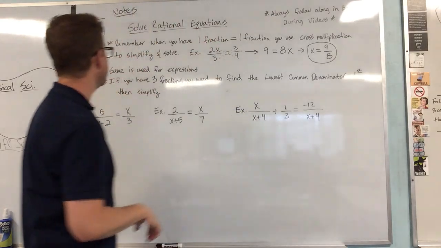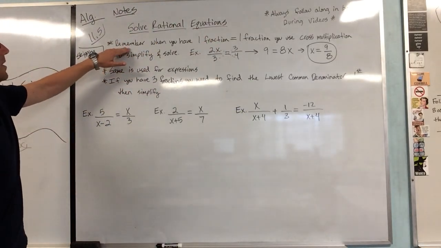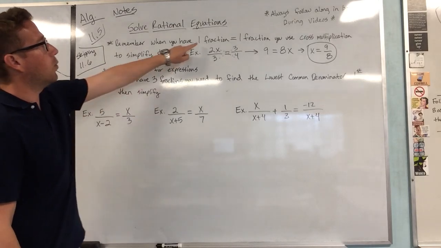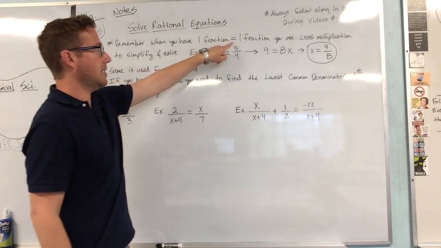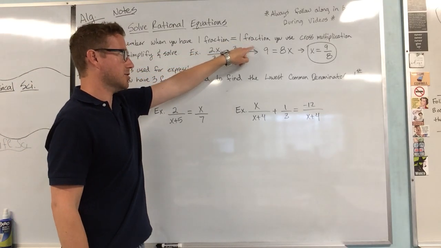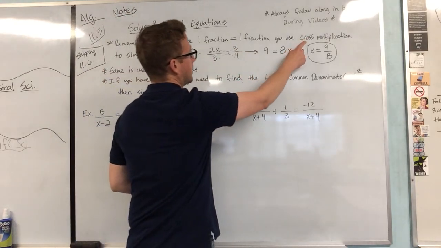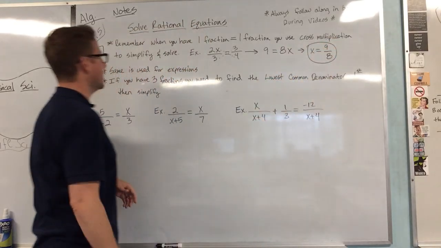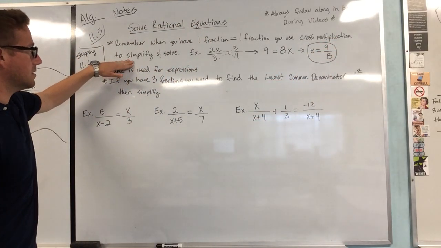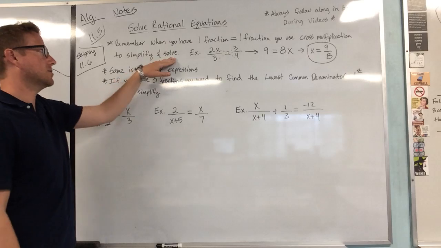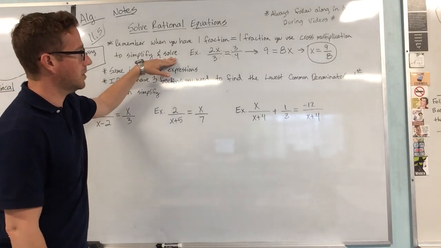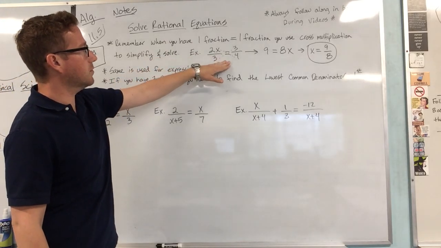Here we go. All right, so remember, if you have one fraction that equals one fraction, then the method we're going to use is cross multiplication. So right here, cross multiplication, okay? That's going to help us simplify the problem. That's going to get us to our solution so we can solve the problem. And here's a little example of what I mean.